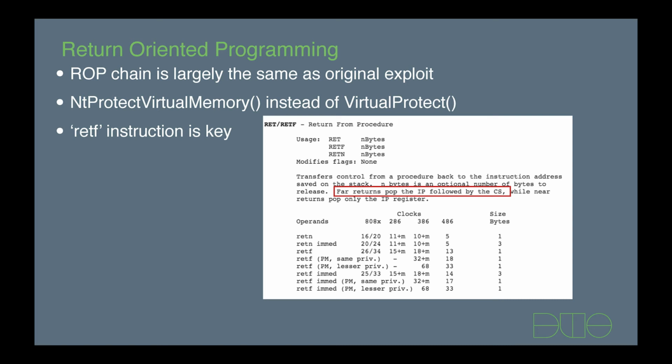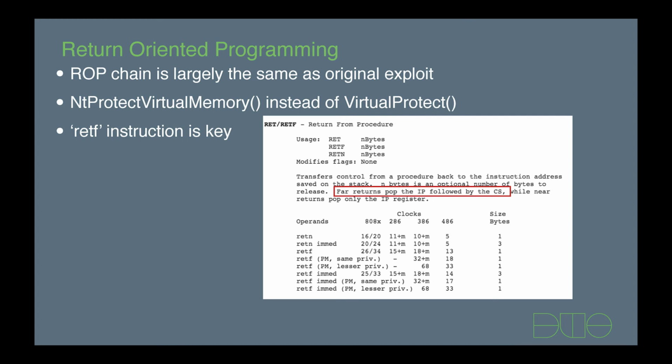So return-oriented programming. We didn't have to change a lot in the original exploit. Instead of using the higher level VirtualProtect function, there's no kernel32 or kernelbase module in the 64-bit context. So you don't get all those convenient high-level functions. You have to use the low-level implementations, which tends to require a little more initialization and effort on your part. So instead of using VirtualProtect, you would use NtProtectVirtualMemory. And this right here is pretty much the crux.